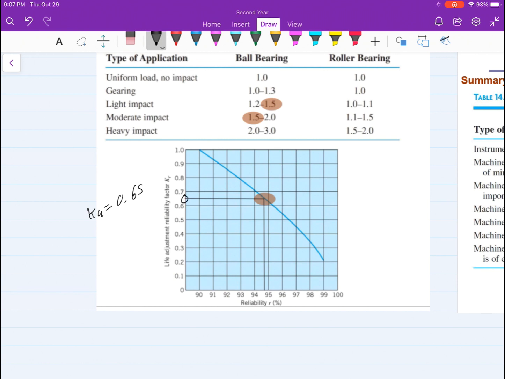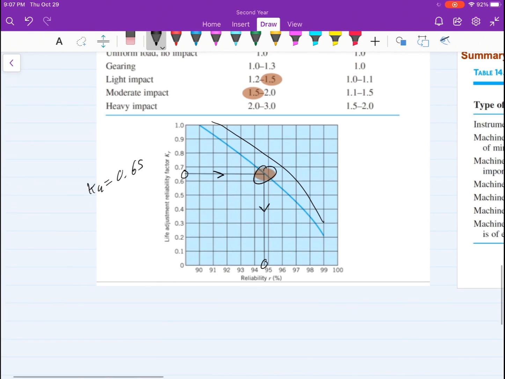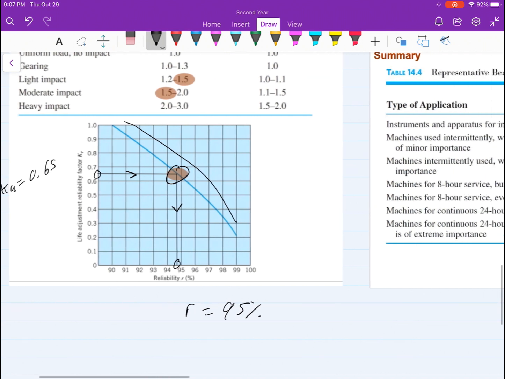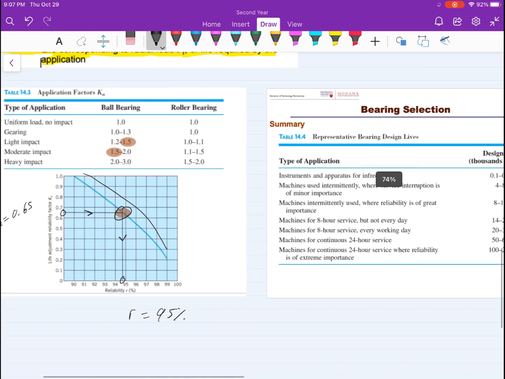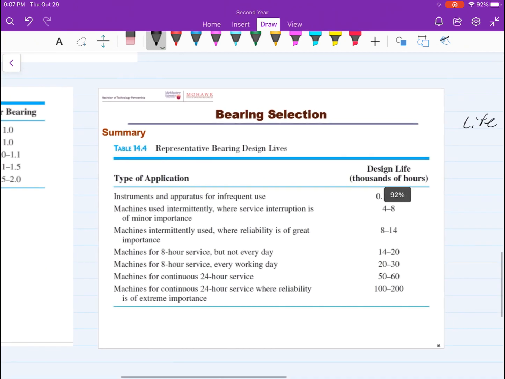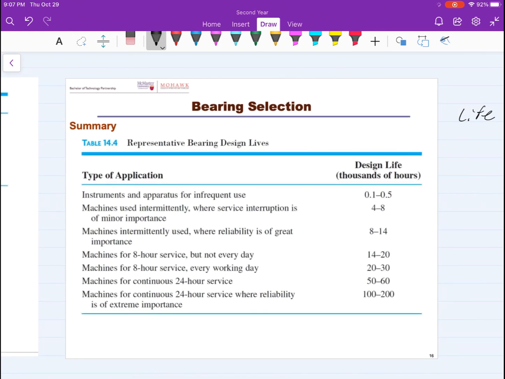So if we're given 0.65, we would come to this scale, and you can see right here, and you go this way, and then you go to where it hits the curve. And then you go down to where you get your reliability. You would round up in this case, and you would say that you have a reliability of 95%, because you're not going to say it's 94 point whatever, or round down, so you're going to round up to 95%.